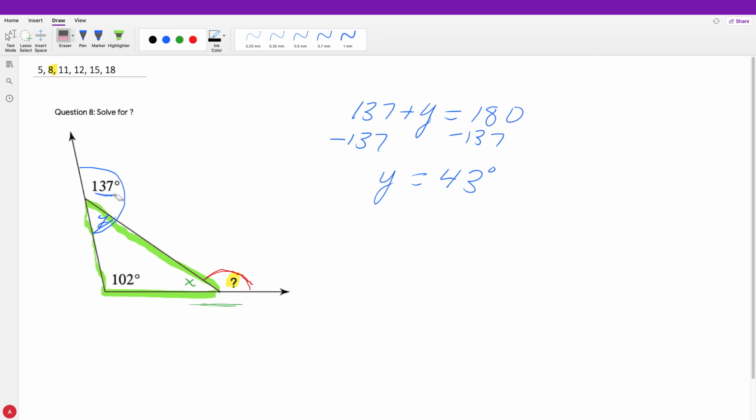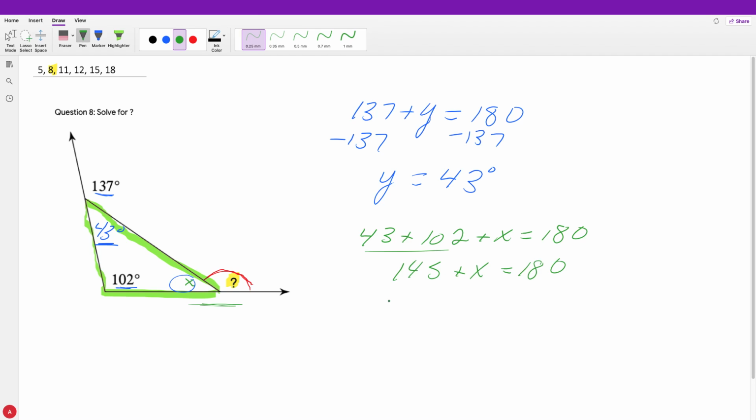So this angle here, I now know is 43 degrees. If I know this angle and this angle of a triangle, I can solve for that missing angle, because I know that a triangle adds up to 180 degrees. So I can do 43 plus 102 plus x is equal to 180. These two add up to give me 145, so 145 plus x is equal to 180. I subtract 145, and that gives me that x is equal to 35. So now I've solved for this angle.